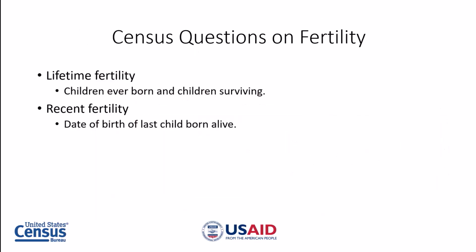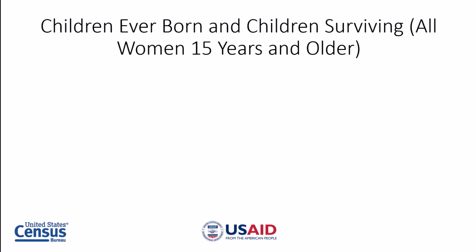Now let's move to the questions about fertility. As we discussed in Module 1, in addition to the mortality questions, we need fertility questions to calculate the pregnancy-related and maternal mortality ratios. The UN recommends that we ask 2 sets of questions related to fertility. The first set of questions are on children ever born and children surviving. They measure lifetime fertility. The second set of questions ask about recent fertility by asking about the last child born alive. Let's first talk about the questions on children ever born and children surviving.